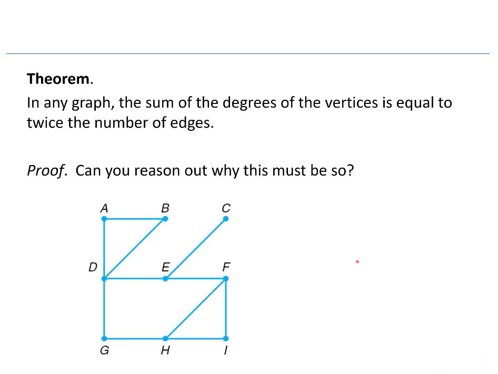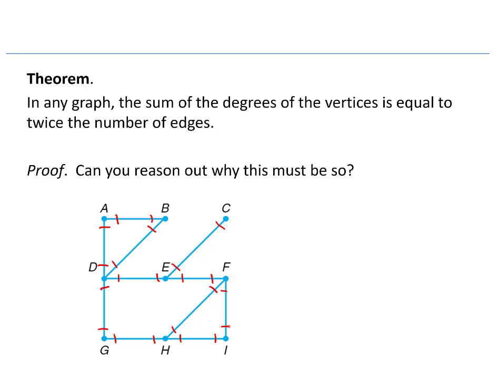Let's take a look at that previous graph. Here's how we might find the degree sum. I'm going to start marking edges around vertices and counting up so I get the total degree. I'll go alphabetically. So starting with A, 1, 2, 3, 4, 5, 6, 7, 8, 9, 10, 11, 12, 13, 14, 15, 16, 17, 18, 19, 20, 21, 22. So the sum of the degrees is 22.